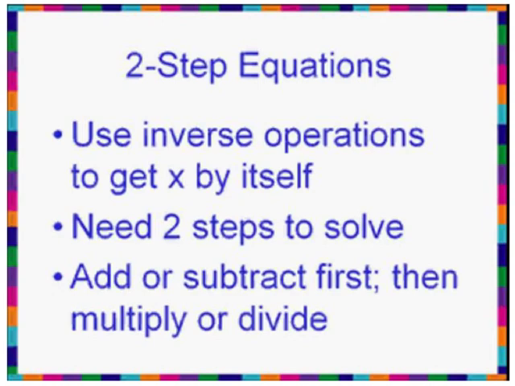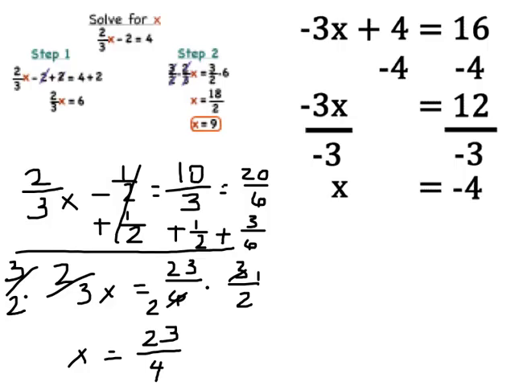You're going to need to do two different things to solve for x or n or whatever your variable is. So usually you're going to have to add or subtract something first, and then you're going to have to multiply or divide. I've given you a couple of examples here.